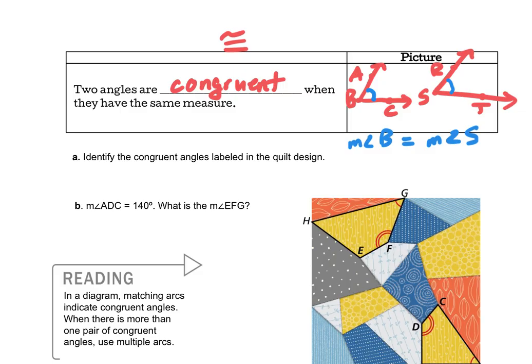Another way that I could say this is that angle B is congruent to angle S. And that means that they have the same measure. They are congruent, therefore they have the same measure. So those are all different things that we can say about that picture without even knowing the actual angle measure, right? We don't even know what the angle measure is, but we can make some statements about it.